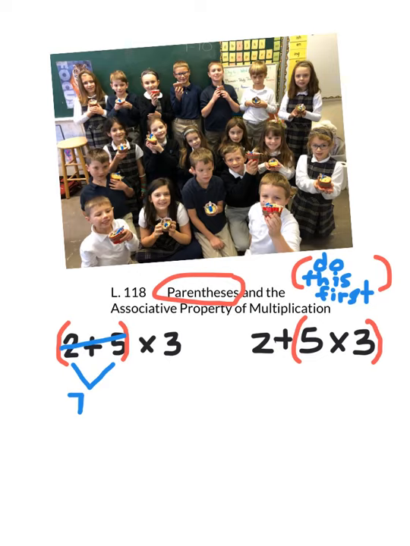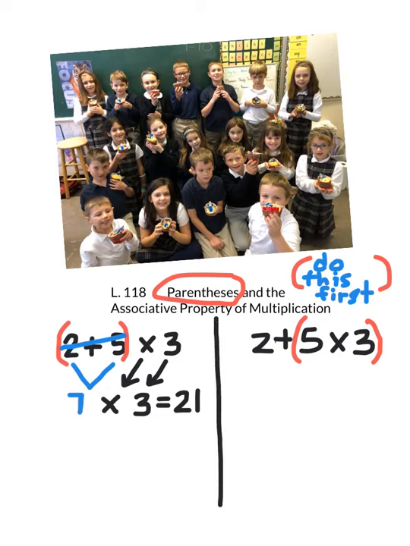Then we bring down from the above problem the rest of the things that are left to do, which is times and 3. Now we can do our problem. 7 times 3 is 21. So this is called solving the problem or simplifying the problem. In your homework it might say simplify this problem.